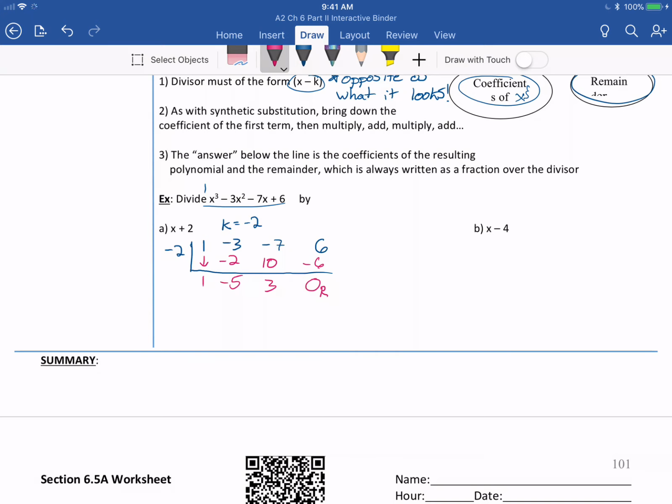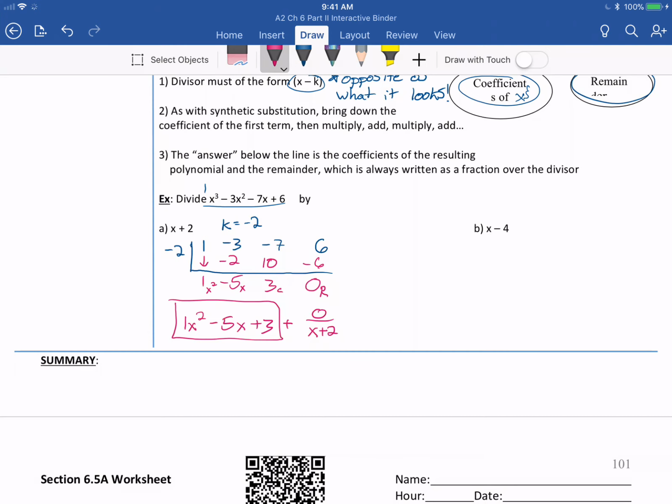When you divide this, the polynomial that you're left with is your constant, your x, and then your x squared, so it just grows as you move from right to left. So what you have left here is 1x squared minus 5x plus 3, plus your remainder, 0 over x plus 2, but you don't really need that in your answer. Technically, just what I boxed in is your answer.